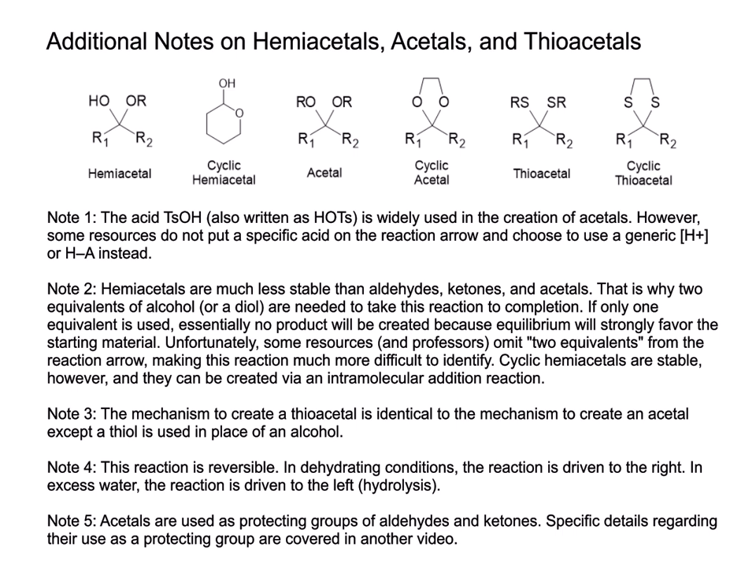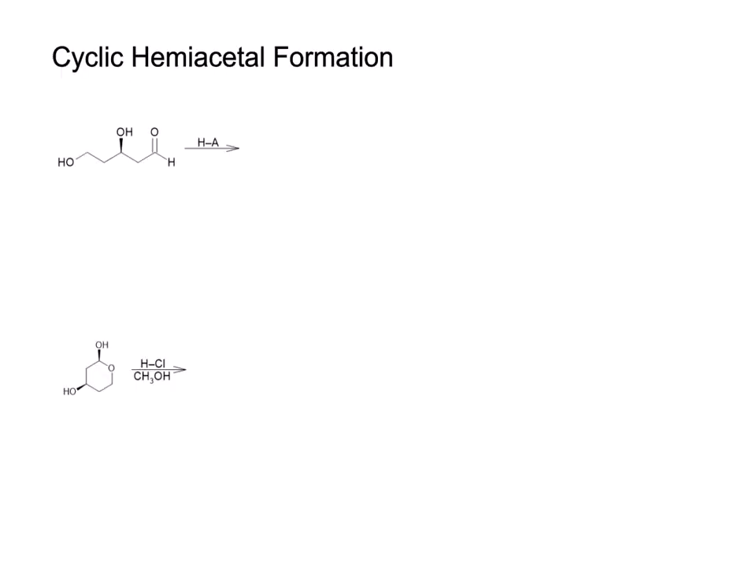And last, the acetals are used as a protecting group of aldehydes and ketones, as previously mentioned, and the specific details regarding their use as a protecting group are covered in another video. Let's talk next about cyclic hemiacetals. As I mentioned, a cyclic hemiacetal is stable and can be isolated, so we don't need to go all the way from the aldehyde or the ketone to an acetal if we can get a cyclic hemiacetal in the middle. And how we do this involves an intramolecular reaction.